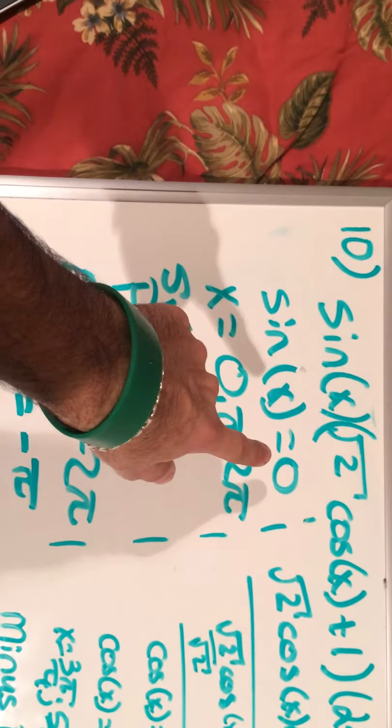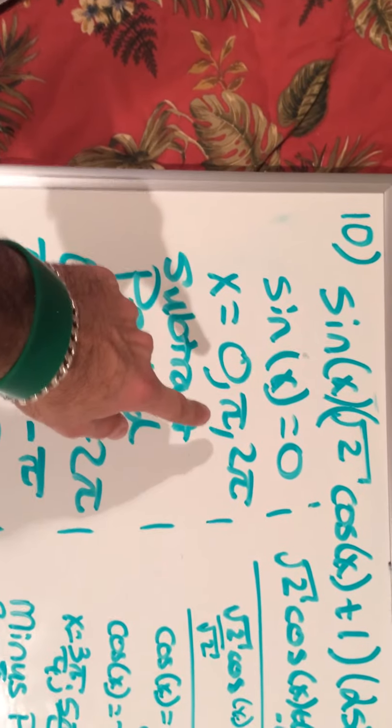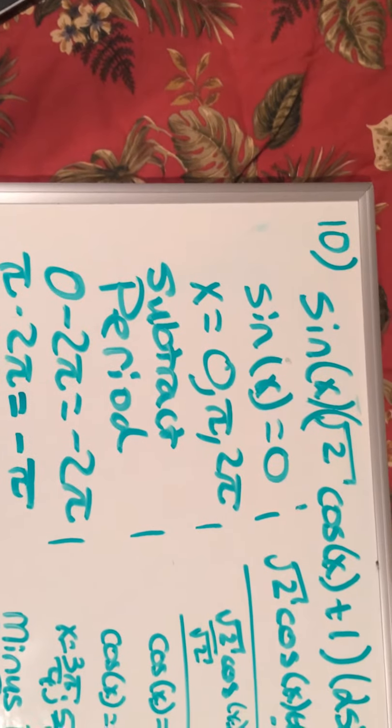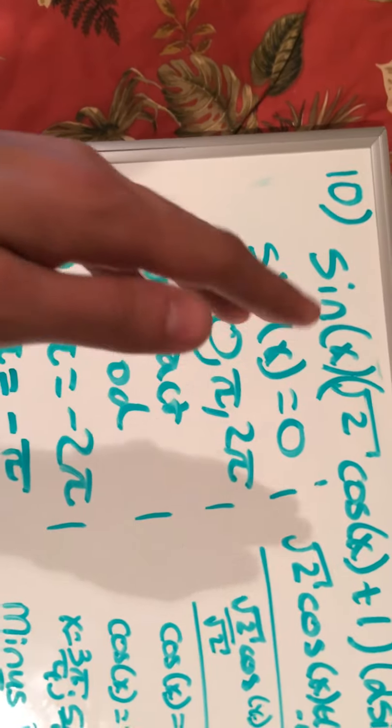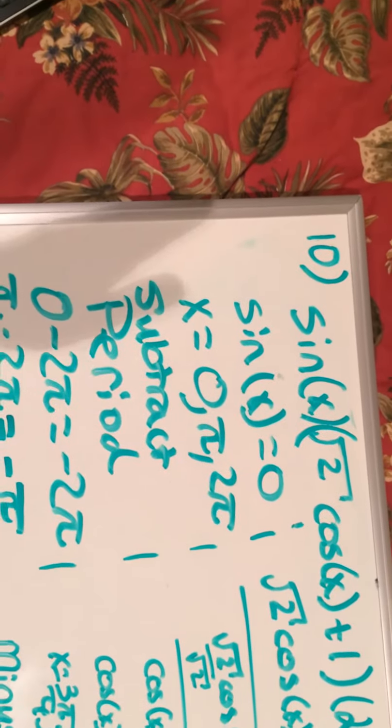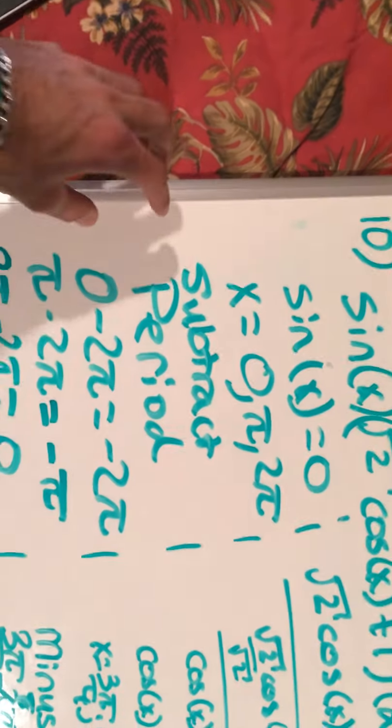Sine of x equals 0, so x must be 0, pi, and 2 pi. That's straight off the unit circle. Now, those are the values from 0 to 2 pi, but I need the values now from negative 2 pi to 0. How do I get that?